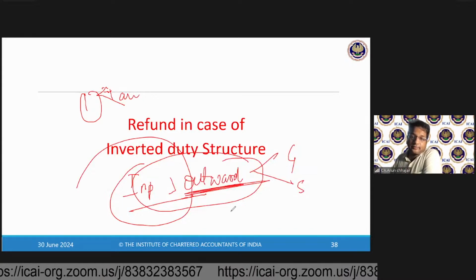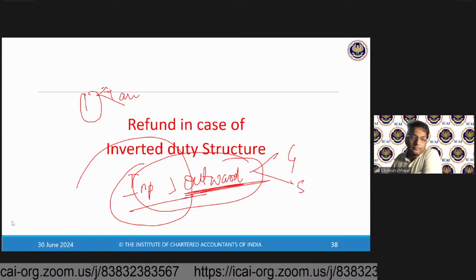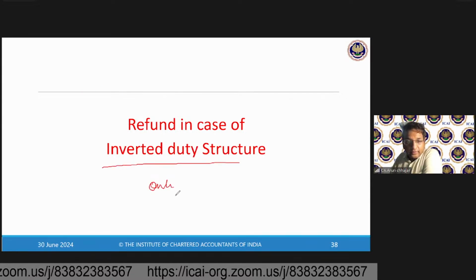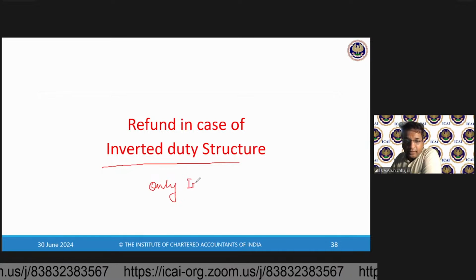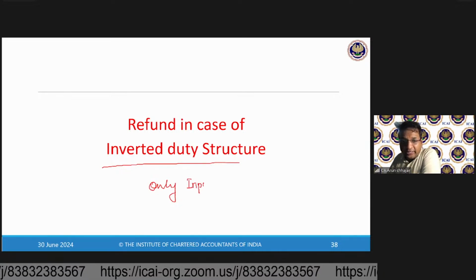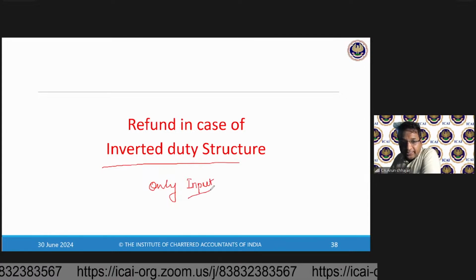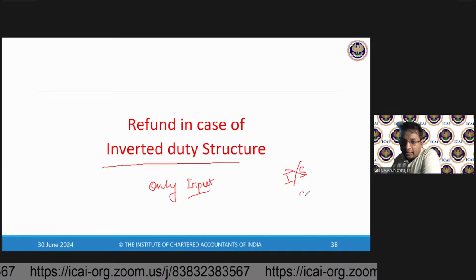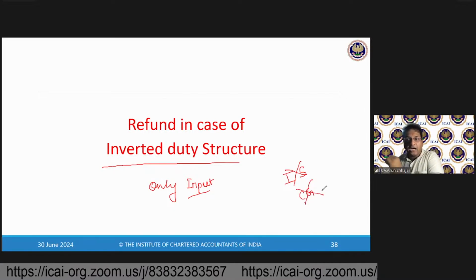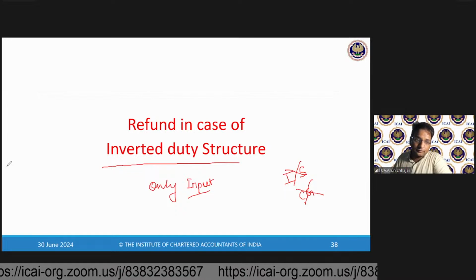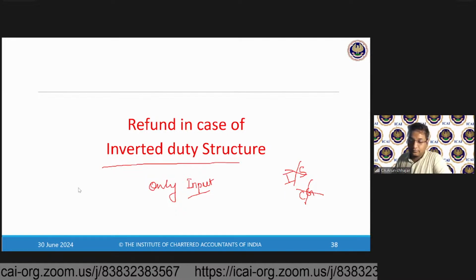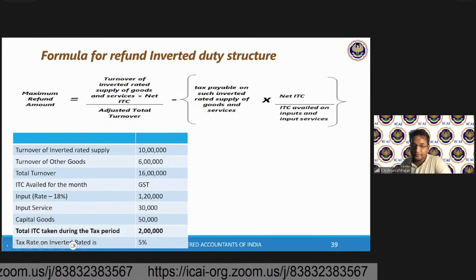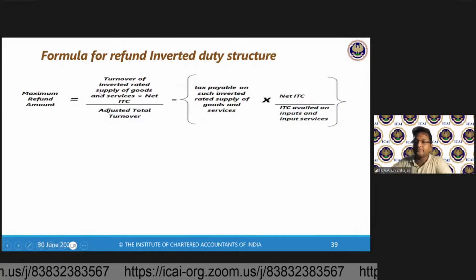And second is that in the refund of inverted duty, only input is permitted. Whatever the ITC which is being accumulated on account of input, that you can take the refund. It means in the inverted duty structure, a refund of input service and refund of capital goods, both are not permitted. So this is the formula. Now there is one case study which you need to solve. First, let me explain the formula.